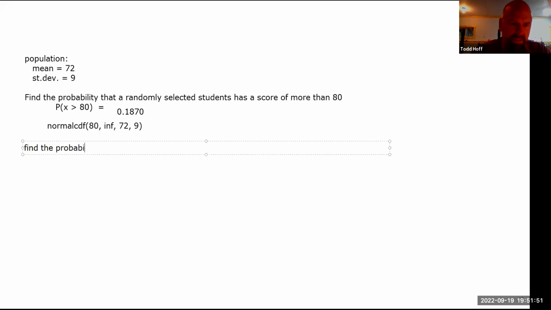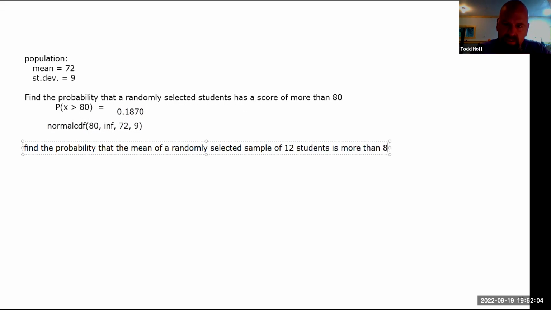But my next question is going to be to find the probability that the mean of a randomly selected sample of 12 students is more than 80. So now we have 12 students that we've randomly selected, and we're finding the mean of their test scores. We want to see if that value is more than 80. This is not the probability that X is greater than 80. This is the probability that X bar, the sample mean, is greater than 80.